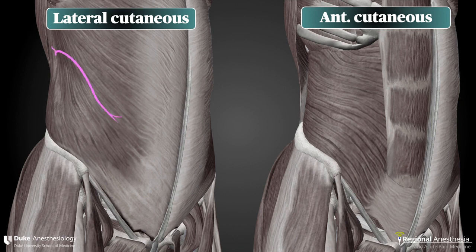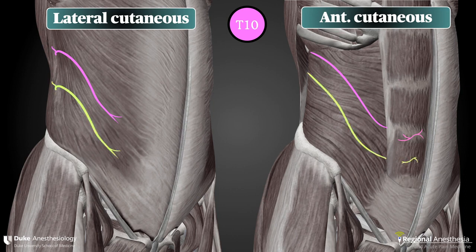First, we have the lateral and anterior cutaneous branches of T10. You can see that the lateral branch divides and sends a twig posteriorly, while the anterior branch, 2 layers deeper, keeps on trucking until it pops out through the rectus. T11 is very much the same story.